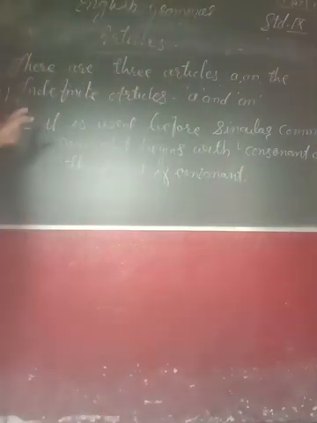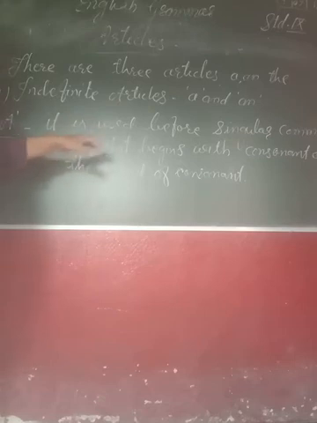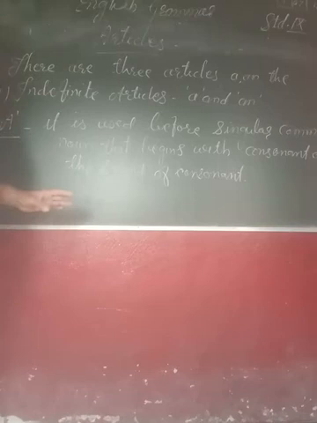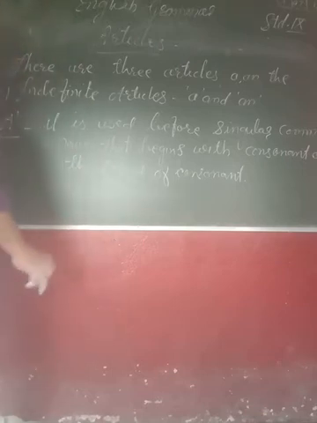So from this definition, the idea is clear now: how a is used and where it is used. It is used before a singular common noun that begins with a consonant or the sound of a consonant. It means a word which is not a consonant, which is a vowel, but sounds like a consonant. That time also a is used. Actually, it should be a singular word. So I am giving you some examples.